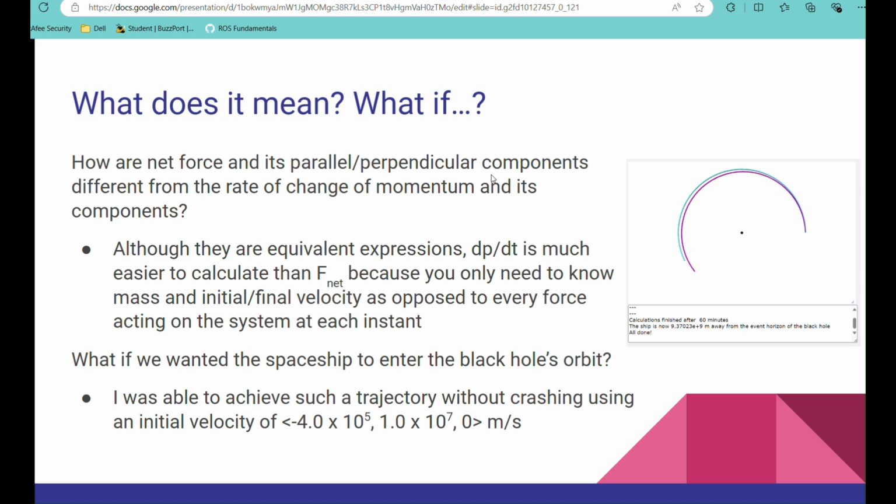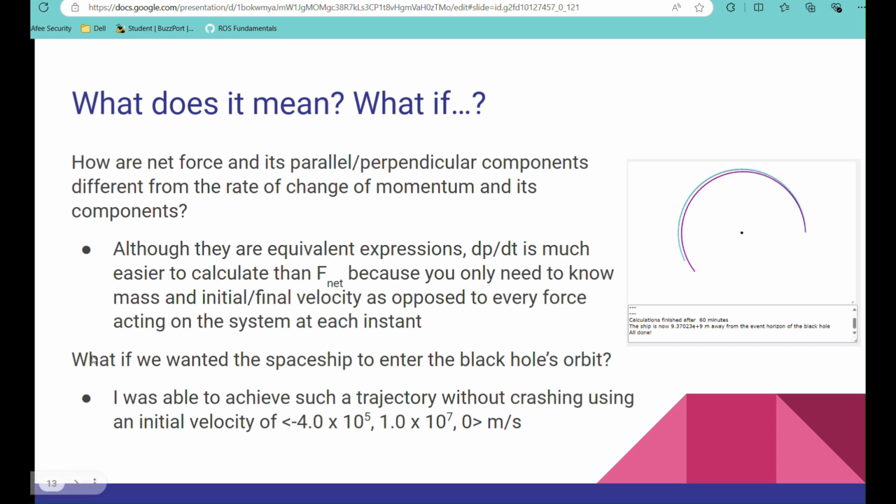And what does this mean, and what about some hypotheticals? How are the net force and its parallel and perpendicular components different from the rate of change of momentum and its components? Although they're the same thing mathematically, dp/dt is much easier to calculate than F net, because all you need to do is find the mass and the initial and final velocities, as opposed to finding every single force acting on the system in every single moment. That is way too much work for finding just the dp/dt.